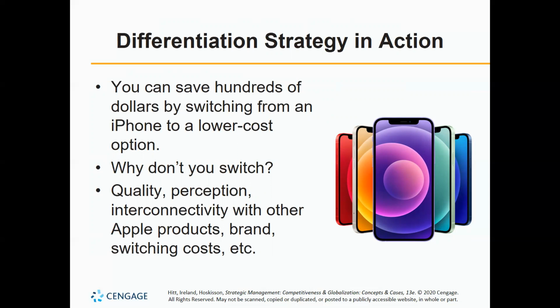In fact, a brand new iPhone 13 right now costs anywhere from about $1,000 to $1,400, while there are other smartphone options for $1,000 less than that, or $200, $300, $400. You can find other reasonably acceptable options, but people don't switch because the bargaining power of buyers is very low.